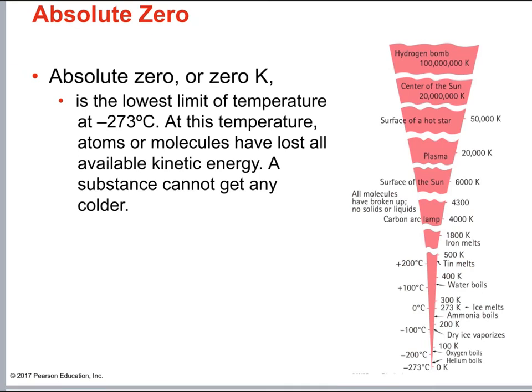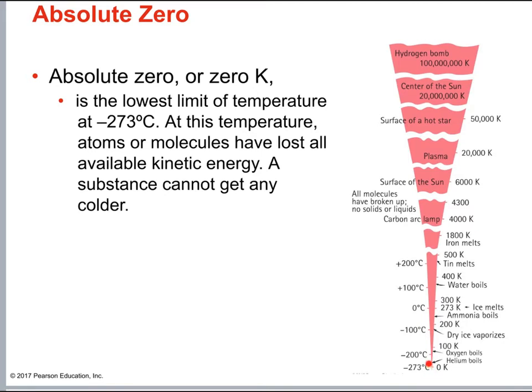Now, we talked about absolute zero, which is, of course, the lowest limit of temperature. That's the coldest that something can be. And that's the temperature at which all atoms or molecules have lost all their available kinetic energy. So basically, all the atoms and molecules have stopped all their motion. And so that's the coldest temperature that you can be.